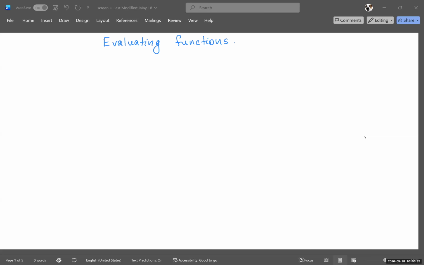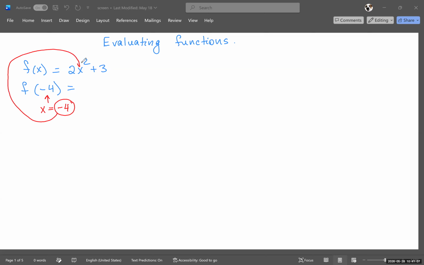This video will show you how to evaluate a function at a number, and we're going to do it by examples. So for example, if you're given this function, f of x equals 2x squared plus 3, and you need to evaluate it at -4, then you have to remember that that -4 is just an x value. So this means that x equals -4, and you're going to plug in this -4 everywhere you see an x in the actual function. So here's what you're going to get.